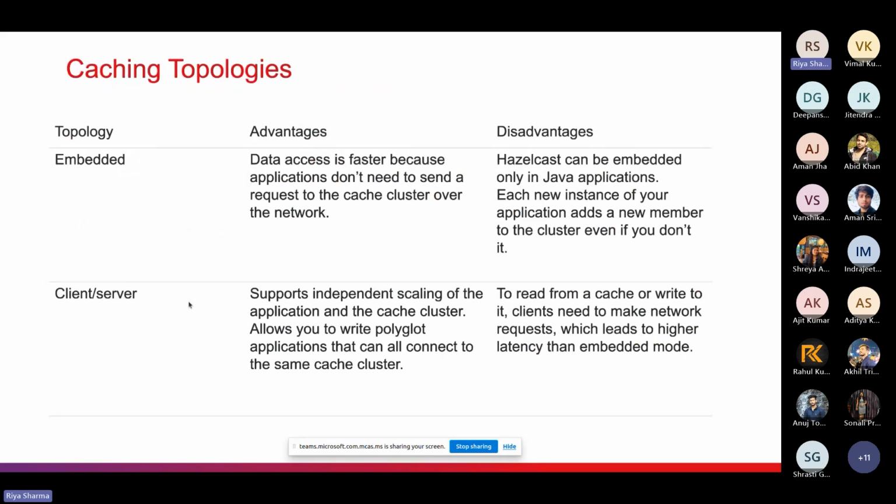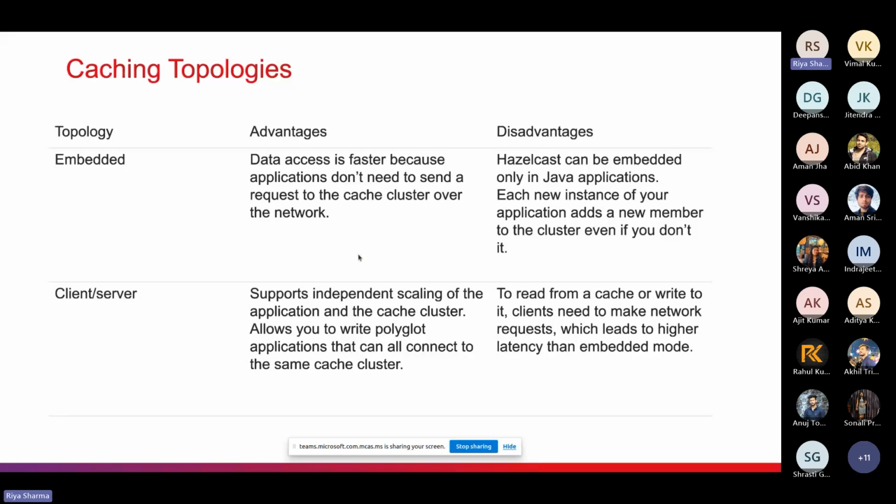So we have Hazelcast topologies, which show how we can integrate Hazelcast in a Spring Boot application. One is embedded, the second is client-server. In embedded, no separate cache is required. You have one cache server and your application, all in one. Your one application instance will be one member of the cache. Since it all belongs to one JVM only, the data access will be faster, right?